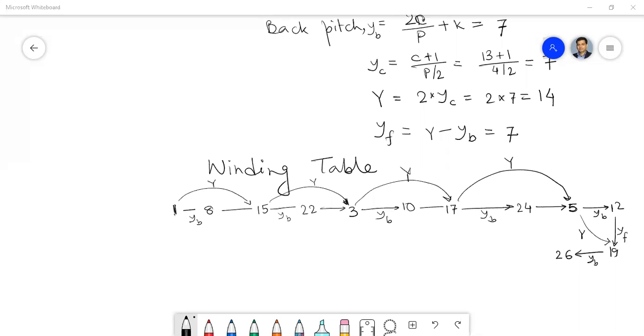Either we can go by this winding pitch or we can go by this front pitch. From the 26, we can directly add the front pitch because 7 is the front pitch. So the next coil will be 7, because 26 is the last coil side. So it will be 7. The next one will be 14. The next one will be 21.